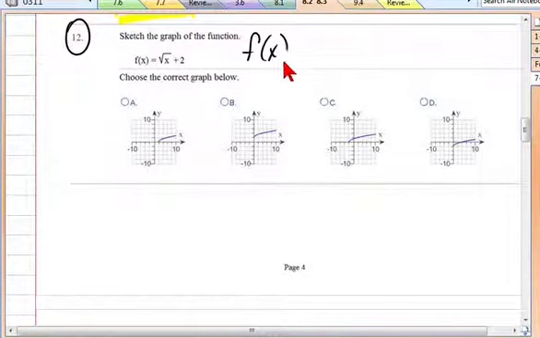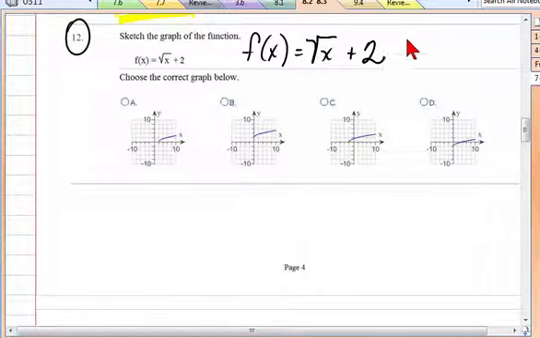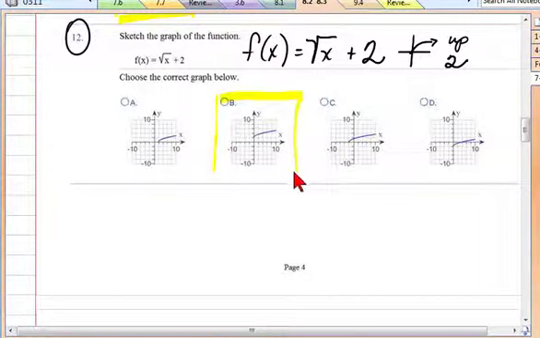It is f of x is the square root of x plus 2. What does the square root function look like? The branch. What does this transformation tell you to do? It's outside. Outside is always up and down. So it will go up 2. Take this little branch and pull it up 2 units. Which is the right choice? B. Choice B, as in boy.